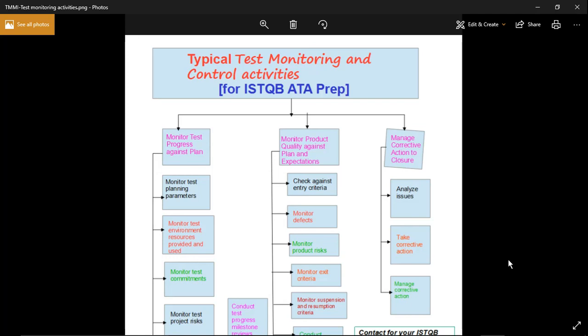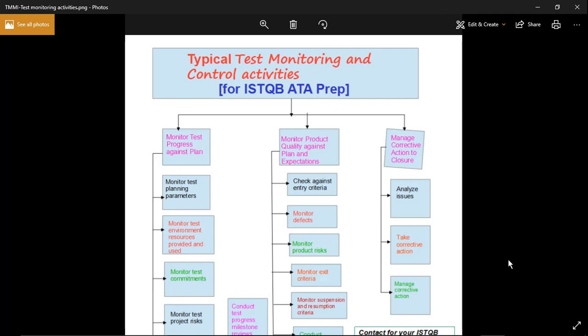And next task is monitor test environments, like whatever environments were prepared and the builds were deployed. Those environments need to be monitored against the planned activities.